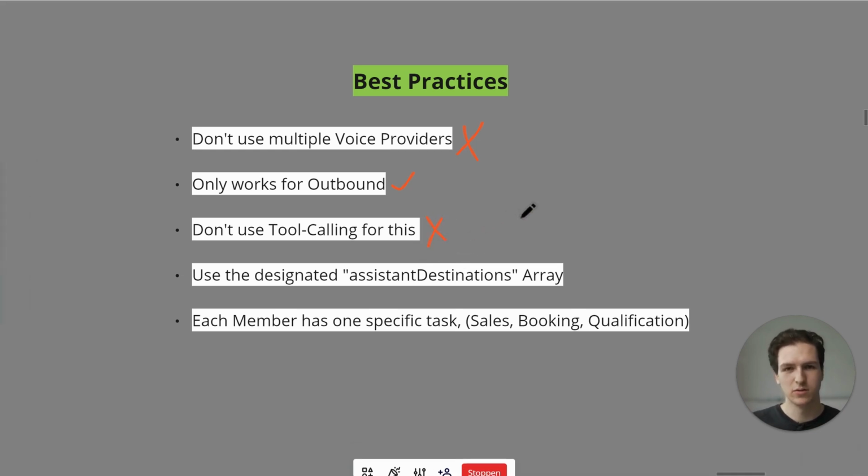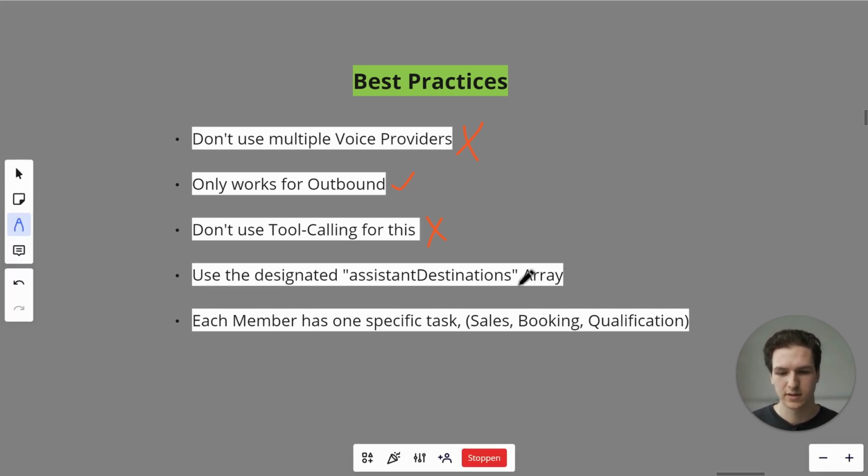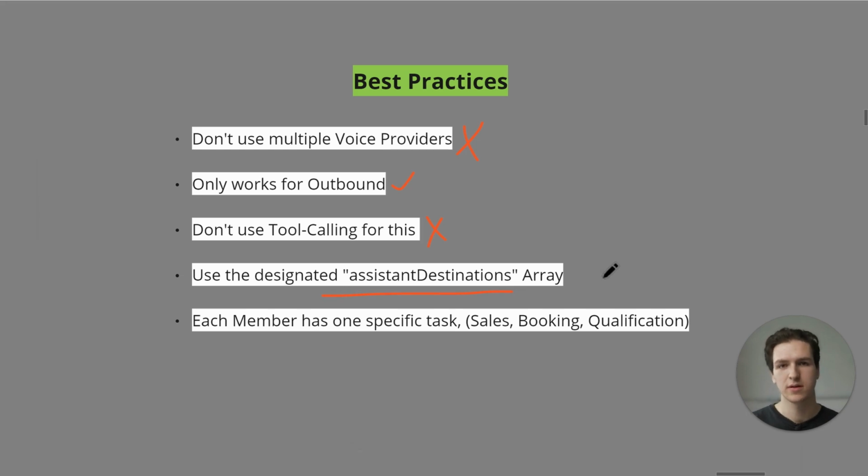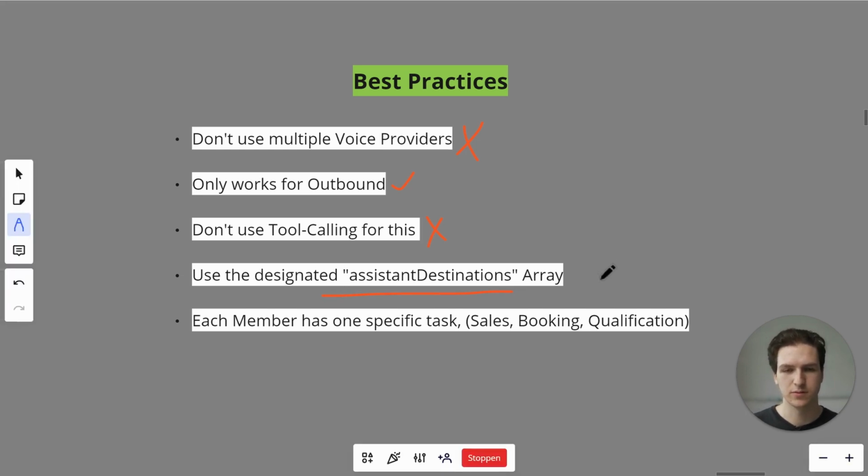You don't want to have the transfer of the assistant actually be a tool call. So this allows you to keep your tool calls free if you were to specify some or build some into your assistants. Now, exactly for this use case, VAPI have made a designated assistant destinations array, allowing you to separate your tool calls and your switching between the assistants in order to not confuse the model and have it perform at its best.